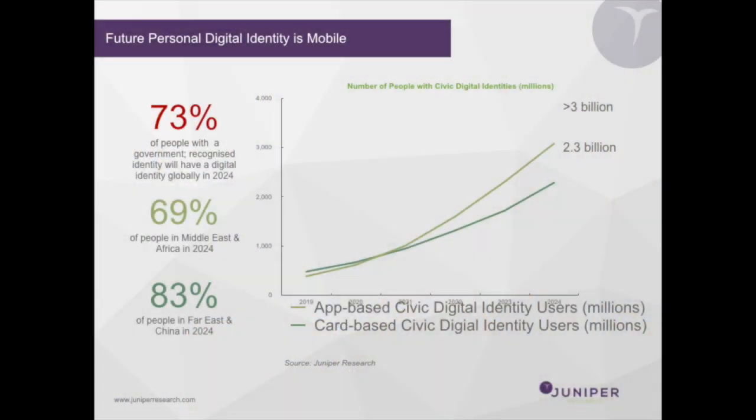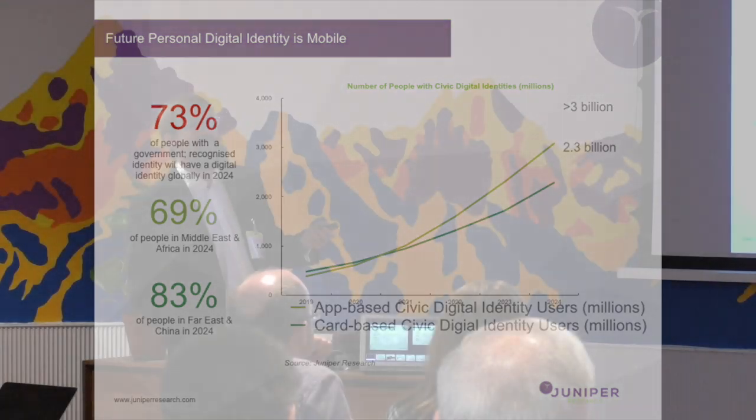We think, however, the future of personal digital identity is mobile for now because of the way things are decentralizing, but we expect 73% of people with a government-recognised digital identity will have a digital identity of some form in 2024, and 69% of people in the Middle East and Africa will have a form of digital identity in that year.